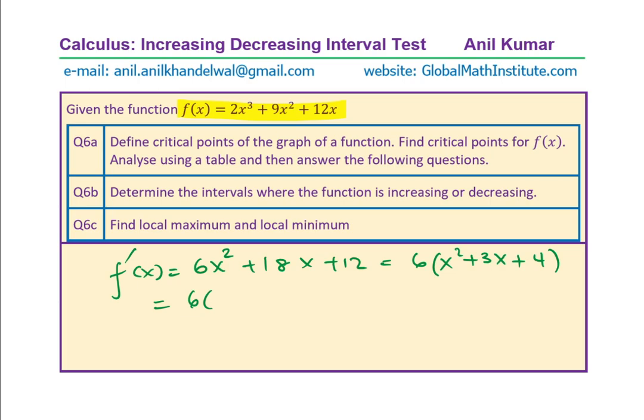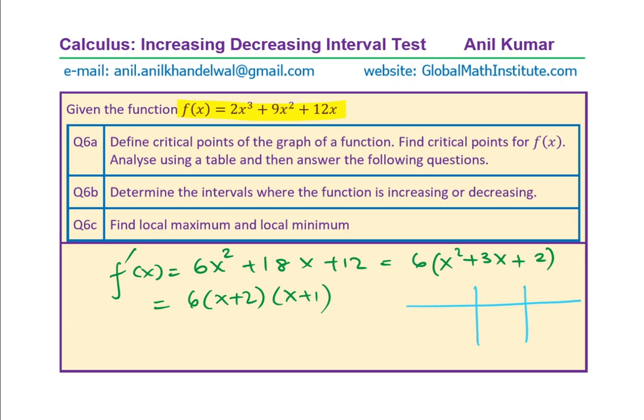So now, how do you do this? So 6 is common, right? So you get 6 times 2, not 4. This is 12, right? So 6 times 2. Now, it makes sense. So 2 and 1, right? So x plus 2 times x plus 1. So now you have your critical numbers, and therefore you can easily solve it, right?